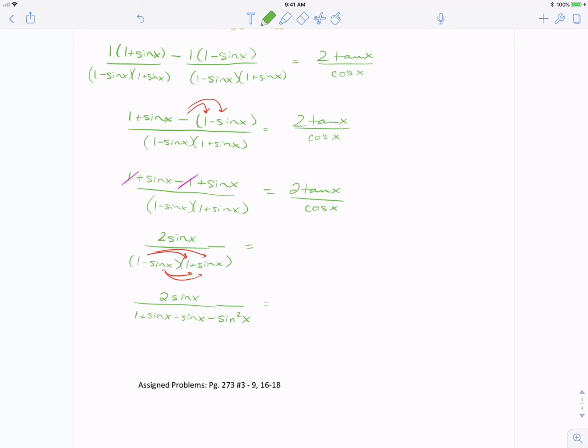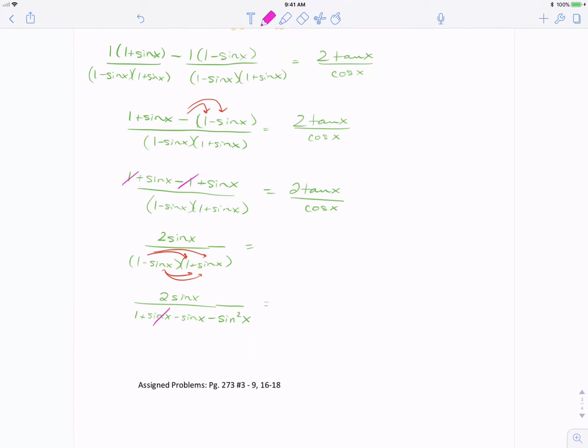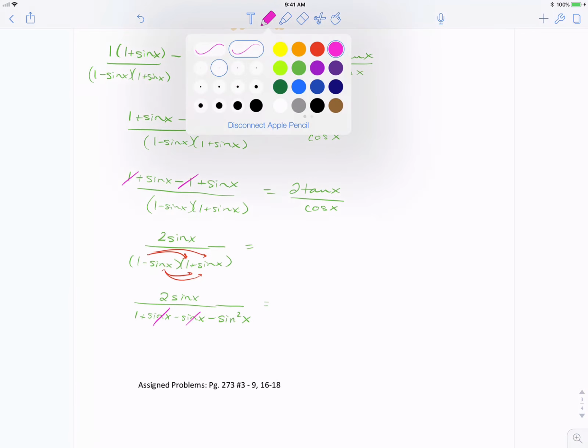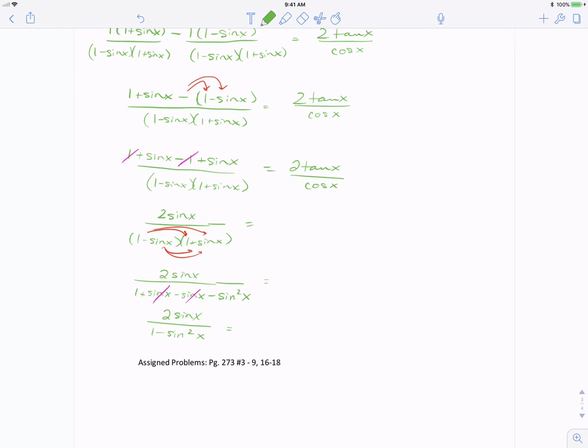Okay, this is where the magic is going to happen. This is my favorite part of the identity. My signs cancel. I'm left with 2 sine x all over 1 minus sine squared x. Okay, everything on the right stays the same. Again, alarm bells. Because this on the bottom should look similar.